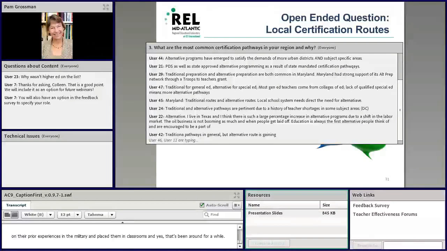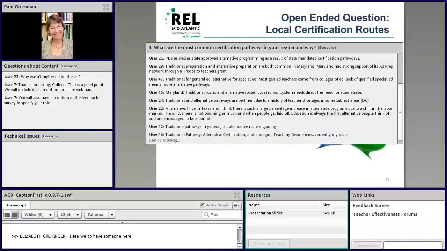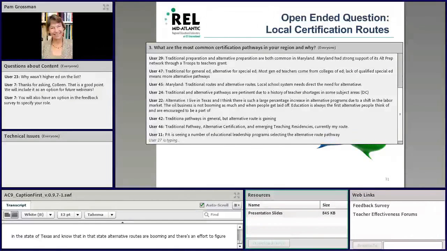I see we do have someone here from Texas, and I myself was an alternative certification director in the state of Texas, and know that in that state, alternative routes are booming, and there's an effort to figure out how to make them at a quality that school districts will feel confident in hiring the teachers from these programs. And I think that a lot of the comments here are related to this point that there's a wide variety across states of traditional and alternative.